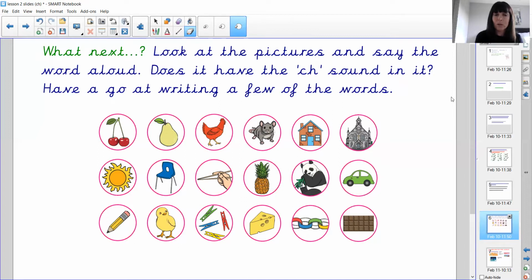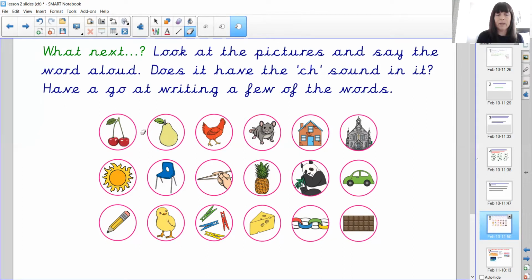Once you have done that, I would like you to have a go at writing some of the words. Now, some of them are quite tricky using digraphs that we've not looked at yet in our Phase 3 lessons. So stick with the ones that you think you'd be able to have a go at writing down, maybe some that have come up in our lesson today. So for example, if I look at the very first picture, say that word aloud, cherries, cherries. Can we hear the ch sound? Yep. So that's a good one, cherries.